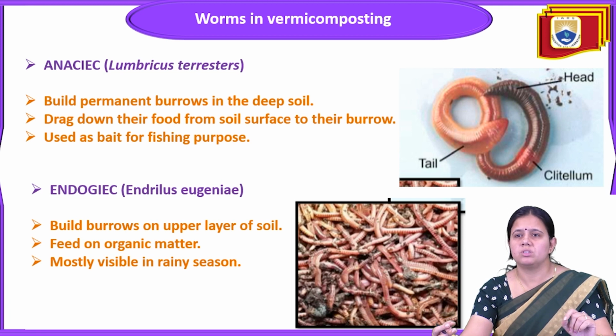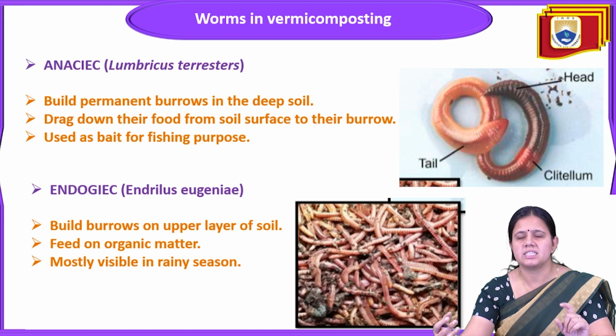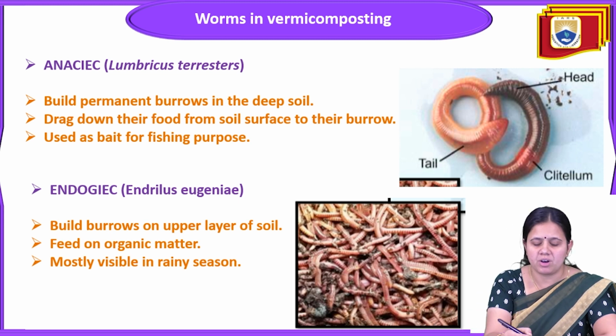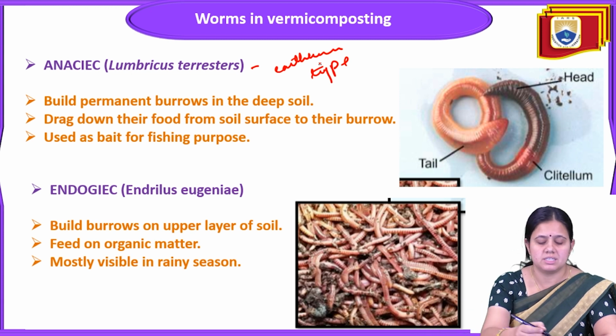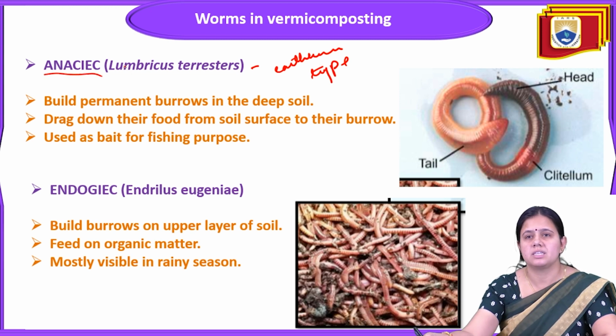Now we'll discuss the types of earthworm, the varieties of earthworm used in vermicomposting. In vermicomposting, the first is the Anecic, which is again a type of earthworm. Which type of earthworm is used at a vermicomposting site? The first is the Anecic, that is Lumbricus terrestris.